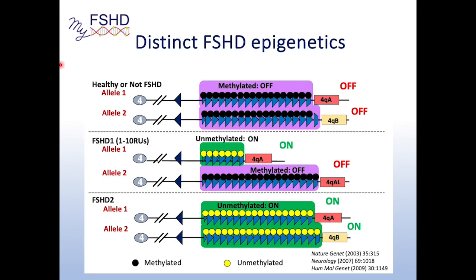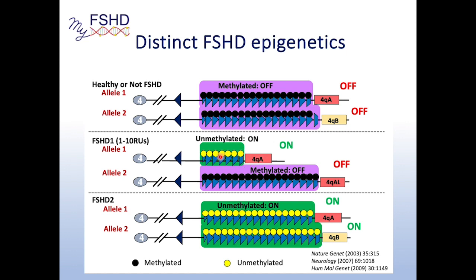All right, so distinct epigenetics in FSHD. In non-FSHD cases, you have expanded D4Z4 arrays. They are epigenetically silenced, which means they're heavily methylated. In FSHD, there's a contraction or deletion in the repeats. The repeats are recognized by the cell as repetitive DNA, kind of bad DNA, so the cell wants to silence it in somatic cells, and it's epigenetically silenced.